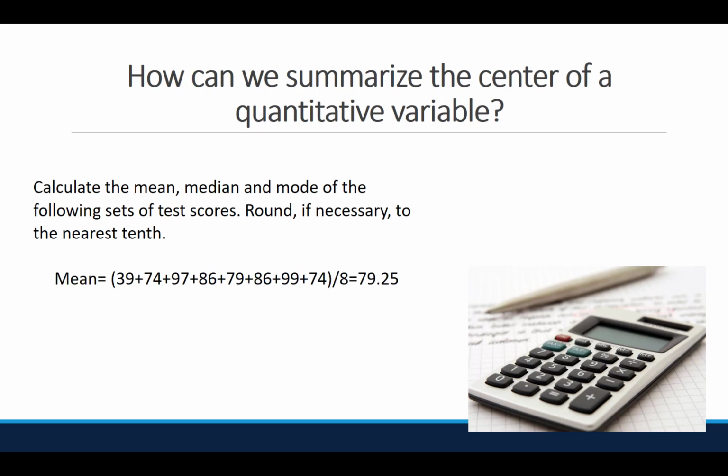To find the mean, we add up all of the test scores together and divide by the total number of test scores, which is 8. This gives a mean of 79.25.